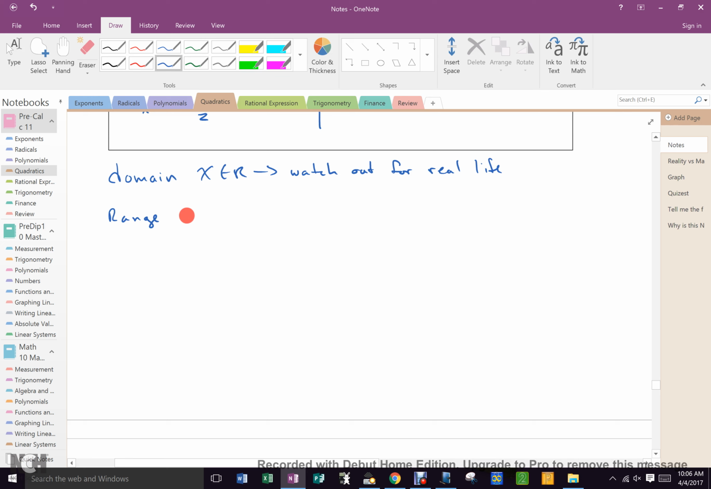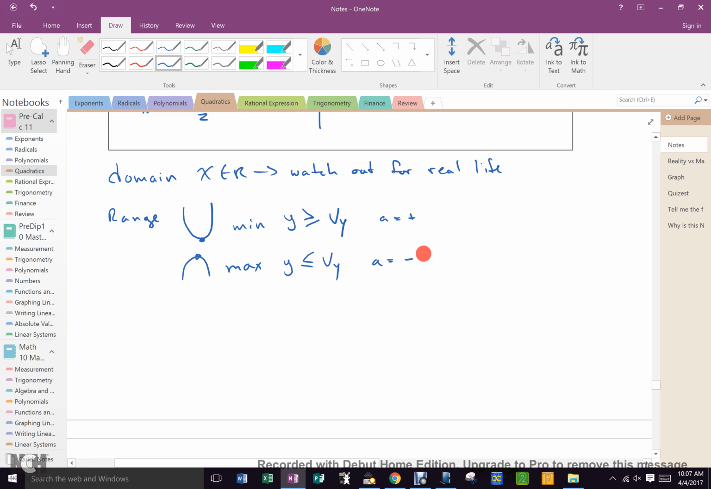Range. This is a minimum, so my ranges must be greater than or equal to my vertex y. This is a maximum, so my ranges must be less than or equal to my vertex y. That's another thing kids screw up. Okay? And I'm just basing this on marking tests from previous years I've taught this. These are things that kids mess up on. Okay? This is A is positive. This is A is negative.